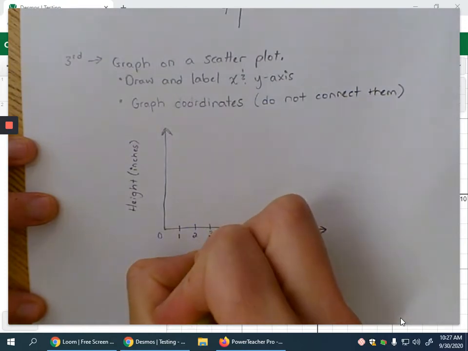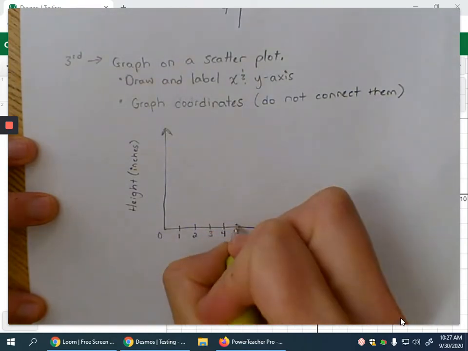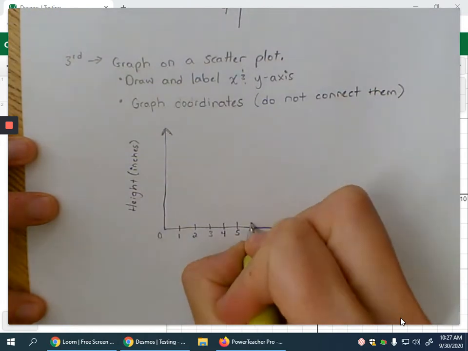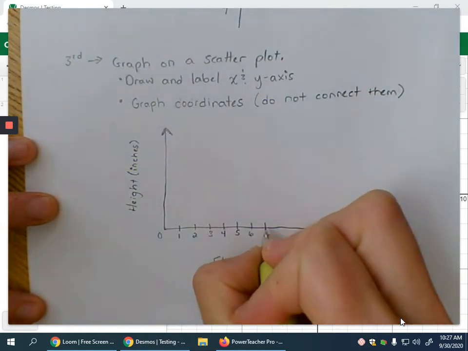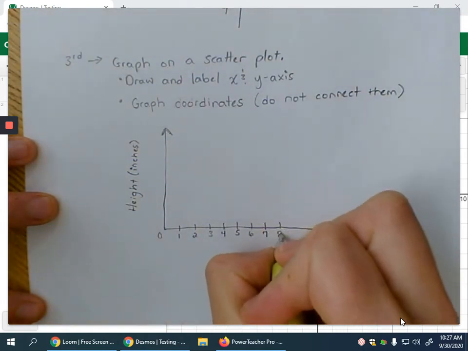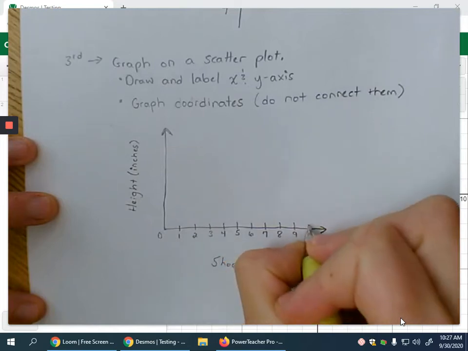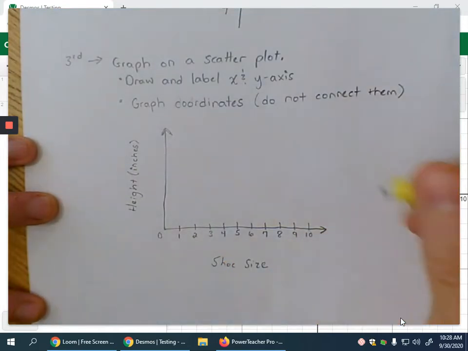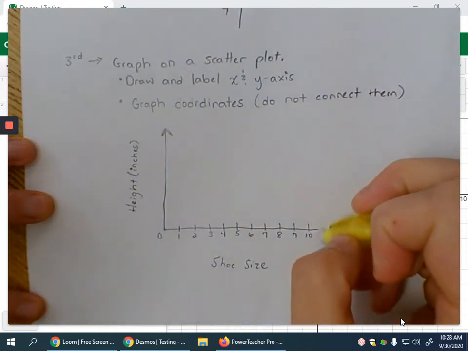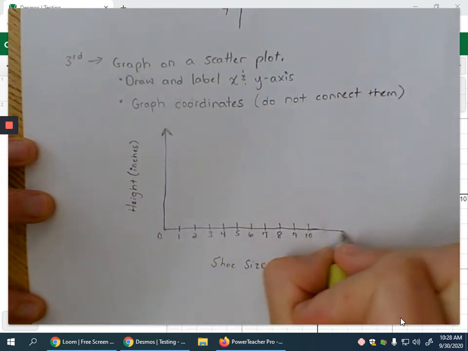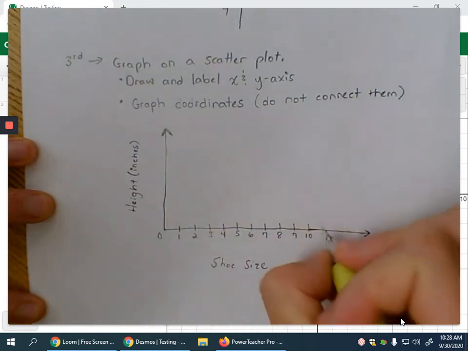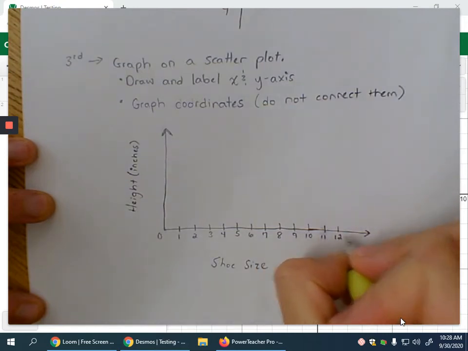So I hope that I spaced this out well. Might have to extend it, but we'll see. Almost. All right, so I have to extend it just a bit more so I can fit all the way to 13. Now, if I had some that had even bigger shoe sizes, you could go by a number, like you could go by 2s, you could go by 3s, but I'm trying to get a good picture here.